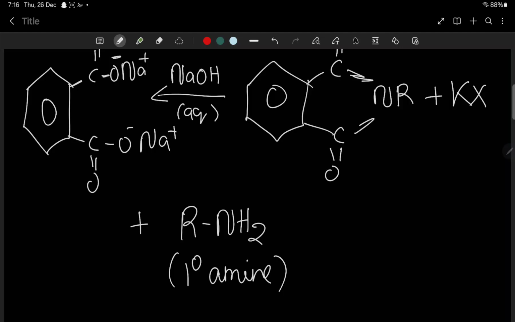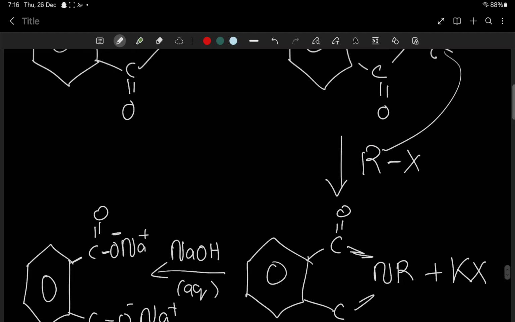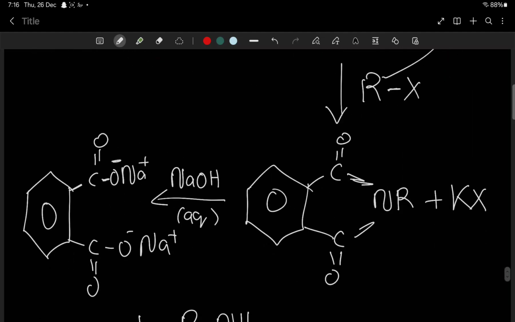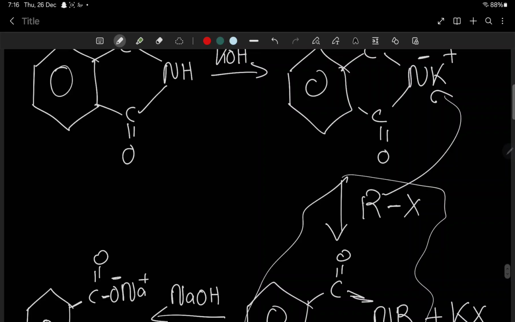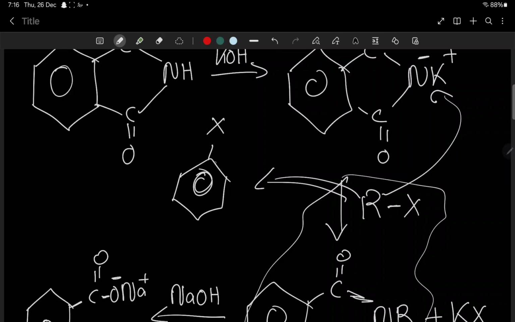Now why can't an aromatic amine be prepared by this method? Look, in this step an RX is added. If it is an aromatic amine we should add what? A haloarene. You know that this carbon-halogen bond has a partial double bond character, and that's the only reason why haloarenes are not reactive to what?